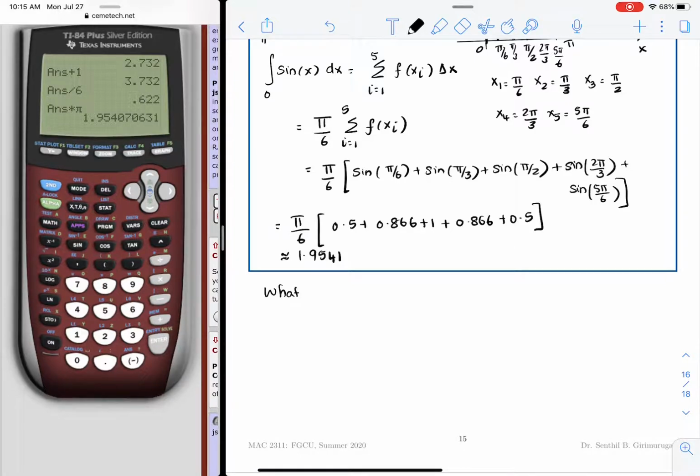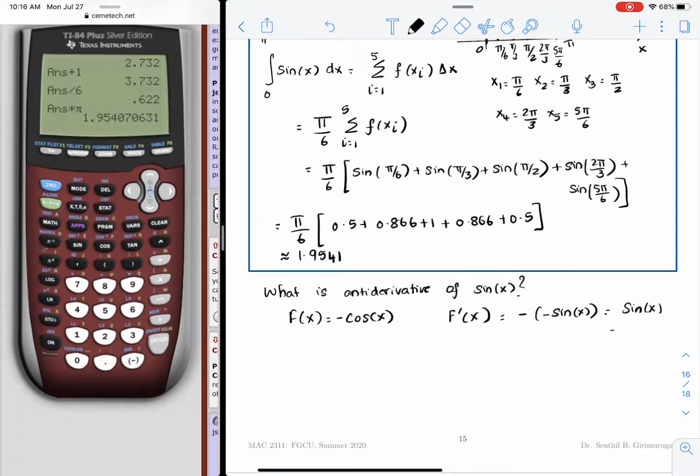Now what is the antiderivative of sine x? You have some function, if you differentiate that, you have to get sine x. So if I said the antiderivative is cosine x, then the derivative is minus sine x. So if I said minus cosine x, the derivative is minus of minus sine x, which is sine x, which is the function. So the antiderivative is f of x equals minus cosine x.